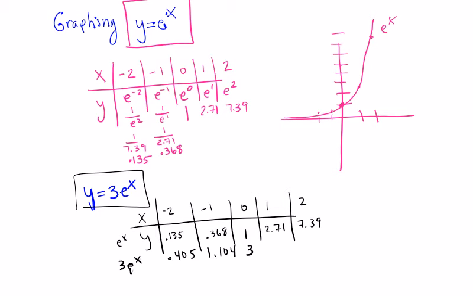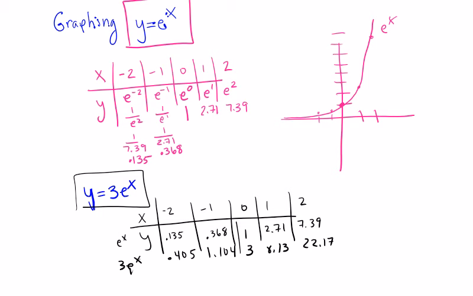3 times 2.71 gets us 8.13, and then 7.39 times 3 is going to get us 22.17. So what I'm going to do is I'm going to graph this on the same graph.